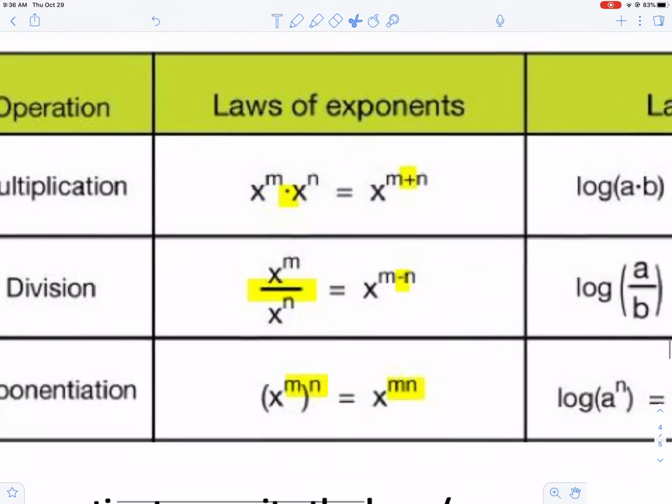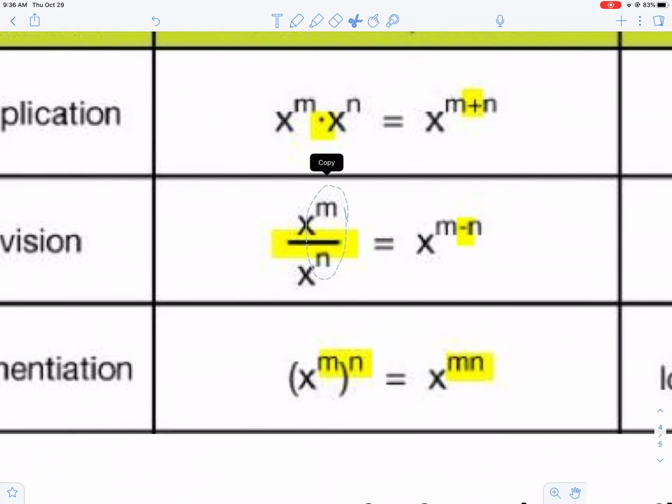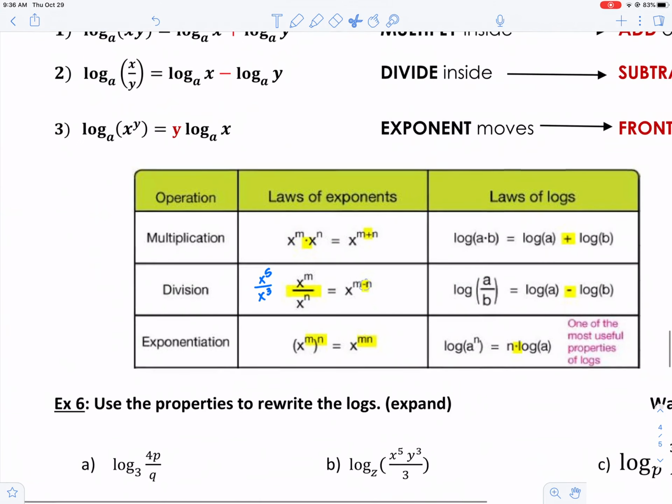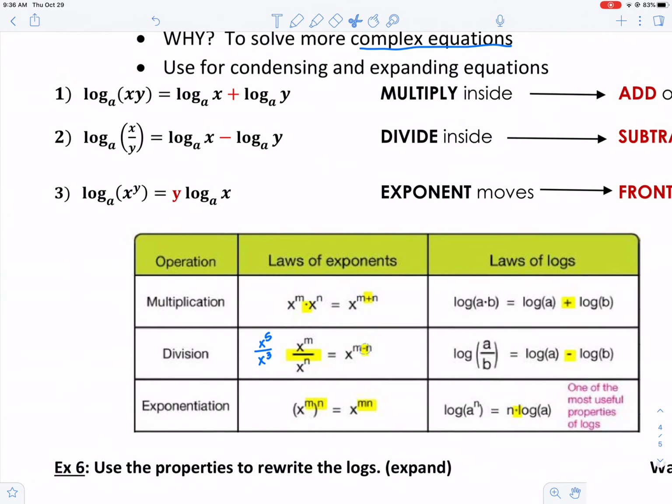So look at this law of exponents. Remember when we had, I think at one point we did like x to the 5th over x to the 3rd or something like that. And we wound up subtracting those 2. So our division turns into a subtraction. So when we have a division right here, that division can be expanded by subtracting. So division inside, that's inside those parentheses, means we're going to use subtraction outside.